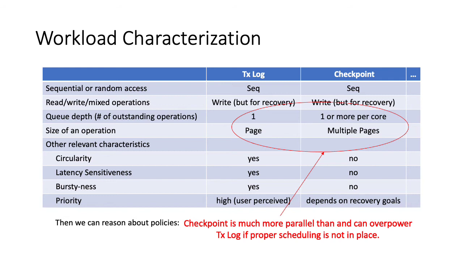Take for instance the transaction log and the checkpoint. They're both sequential in nature. They both are predominantly write, but for recovery. The queue depth, the number of outstanding operations, is different between them. Transaction log is not going to issue a new operation if the previous one hasn't finished. The checkpoint can be done in parallel and have many operations in flight.